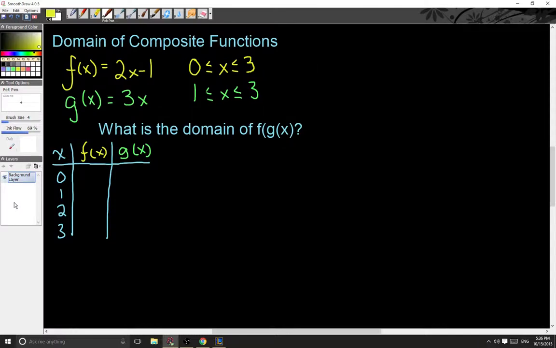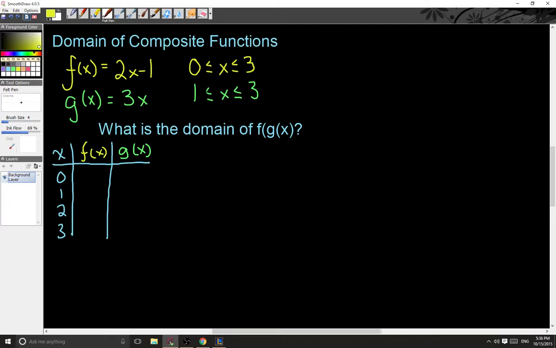f of g of x. So our f of x is 2x minus 1 with the domain restriction where x is greater than or equal to 0, but less than or equal to 3. And for g of x, which equals 3x, we have to be between 1 and 3, and that includes 1 and 3 as well. So the first thing I want to do is make a chart and see what's happening in each of these functions.